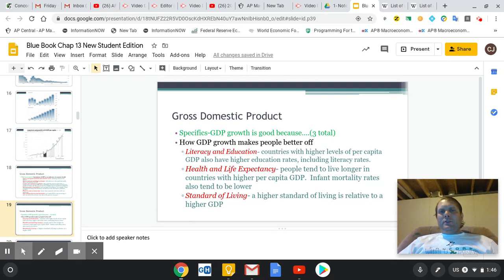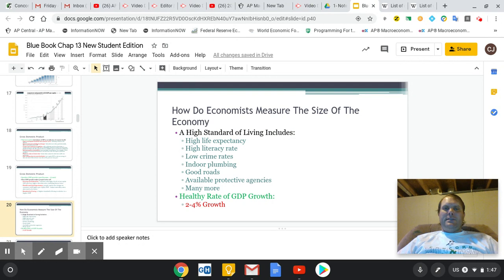All right. So countries with good GDP growth and sustained GDP growth, usually we see higher literacy, higher education, higher health and life expectancy. They live longer. We get better healthcare facilities. And it increases that standard of living. So some of those things of standard of living that would be included are listed there.